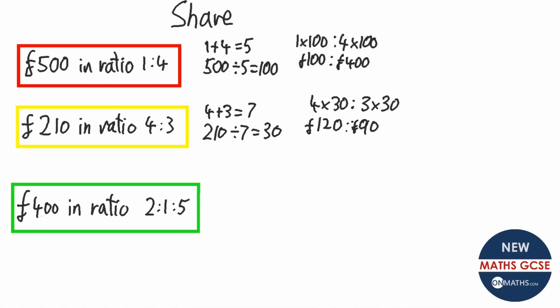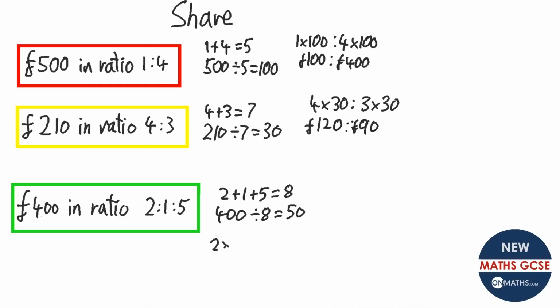Okay, last one. So we're going to add the parts together. So we're going to do 2 plus 1 plus 5, which is going to be 8. And then we're going to do 400 divided by 8 to find out how much each of those parts are worth. I know 40 divided by 8 is 5, so that's going to be 50.